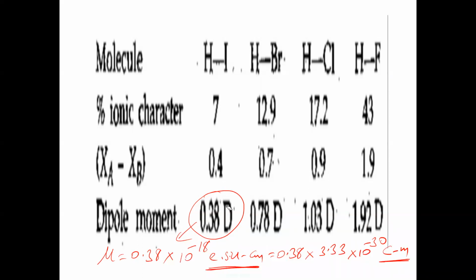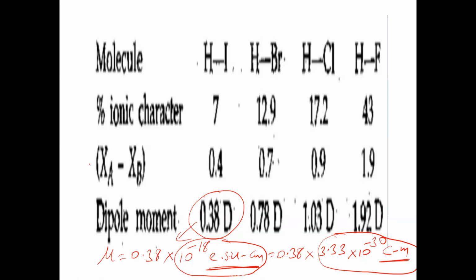So in place of 1 D, we have to always recall like this. 1 D is equal to how many ESU centimeters? 10 power minus 18 ESU centimeters. 1 D is equal to how many coulomb meters? 3.33 into 10 to the power of minus 30 coulomb meters. So first we have to write it in ESU centimeters, otherwise in coulomb meters. Is the concept clear?